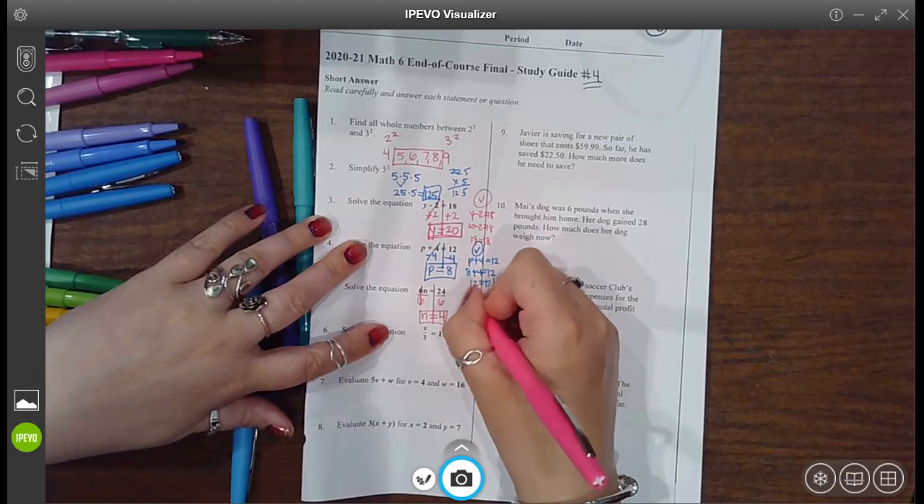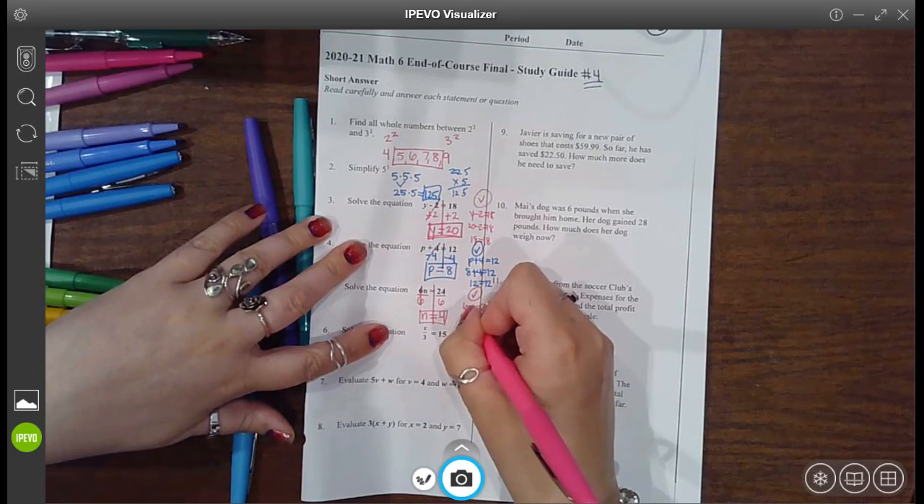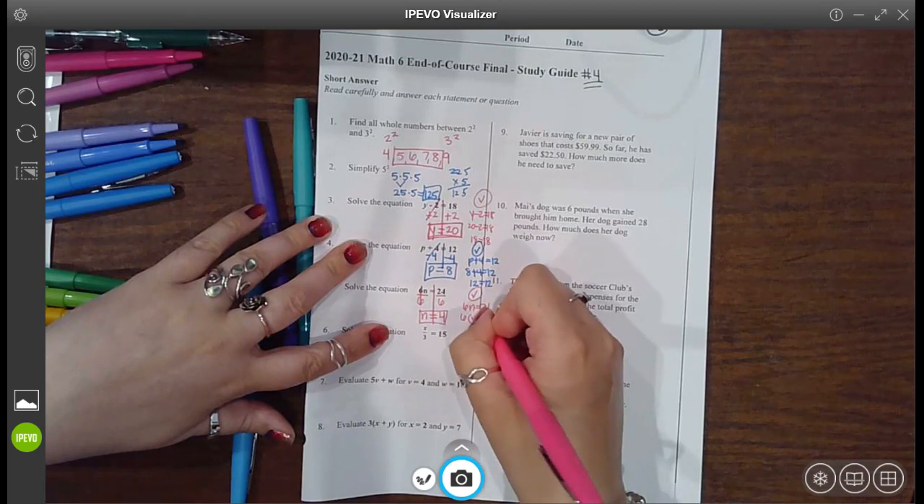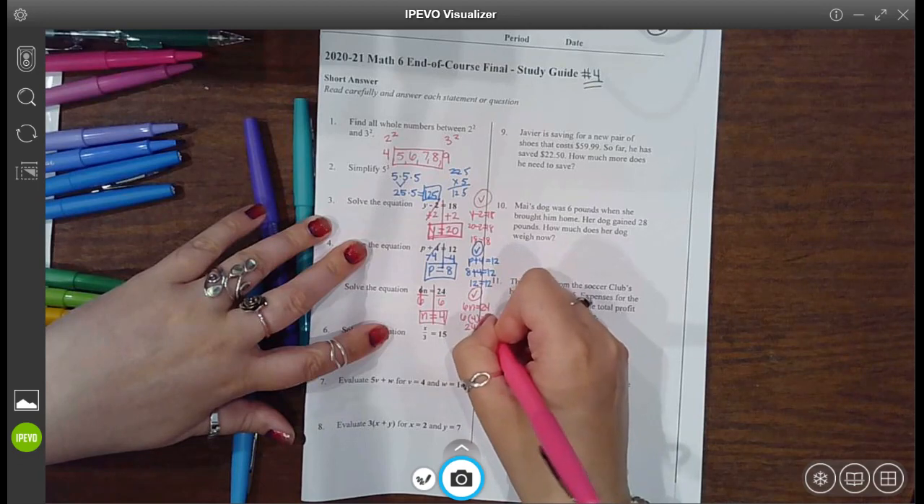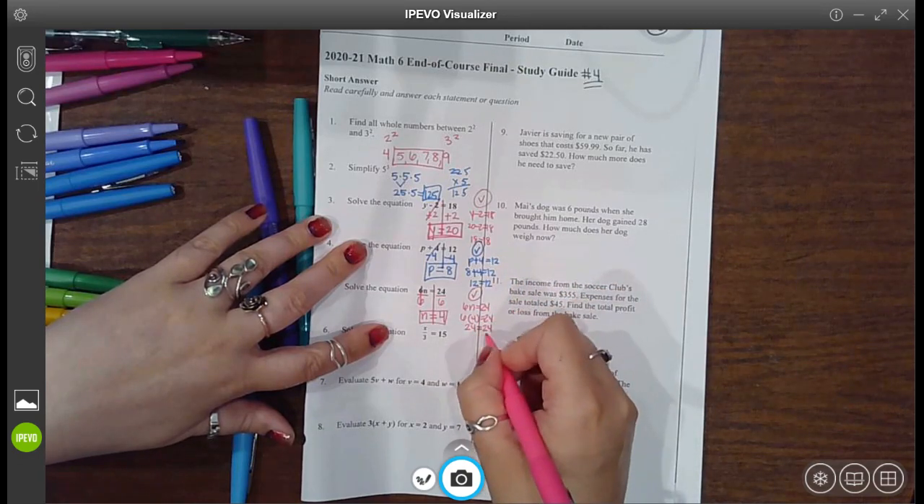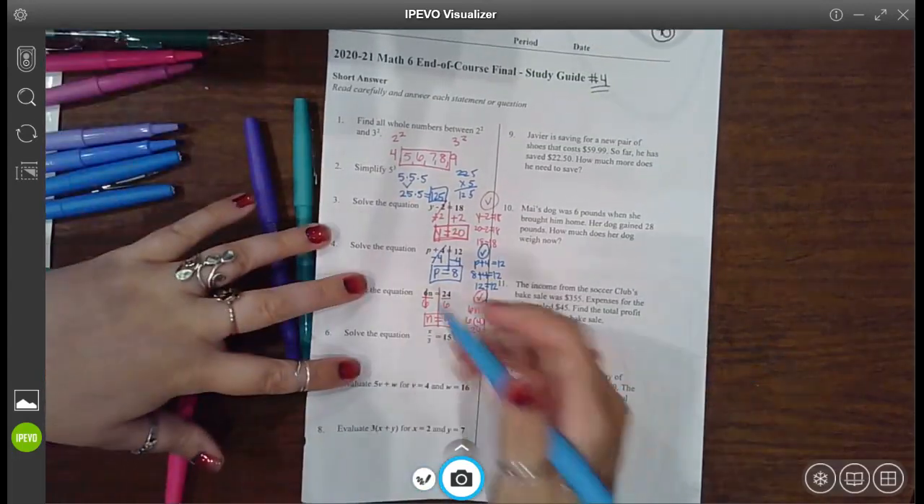Okay, and then to be safe, let's check. So 6 times something is 24. We think that something is a 4. 6 times 4 is 24. Bring down your equals. Bring down your 24. True statement, so yes, 4 was indeed the correct answer. Okay, last one of these.